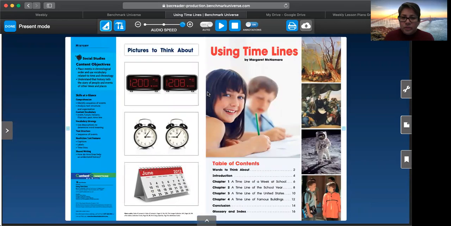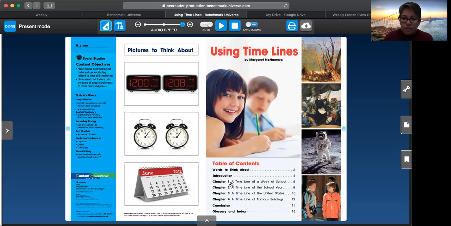So on our first page, we see the title, Using Timelines, and the author, Margaret McNamara, and pictures to think about. So timelines has to do with time and dates. And I see some pictures here. Table of contents. This tells me what is in this story, and I can see that there are words to think about. There is an introduction. There are 4 chapters, a conclusion, a glossary, and index where I can find more words and what they mean and where to find topics. That's the index. All right, so let's get started.